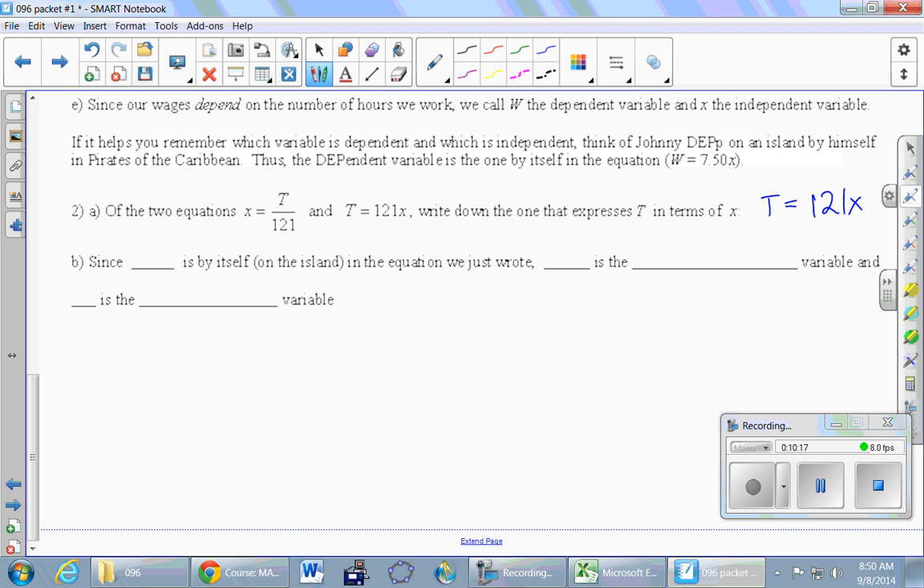And then we've got a bunch of blanks. I'll read this one. Since blank is by itself on the island, which letter is by itself? T. In the equation we just wrote, then blank is the blank variable. So t being by itself is like Johnny Depp, dependent variable. The one that's by itself is the dependent variable. And then by process of elimination, the other one is the independent variable. So x is independent.